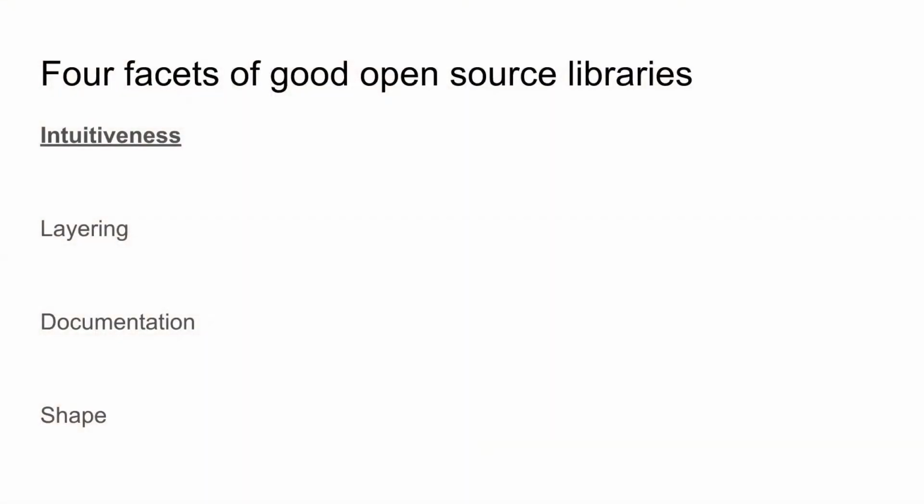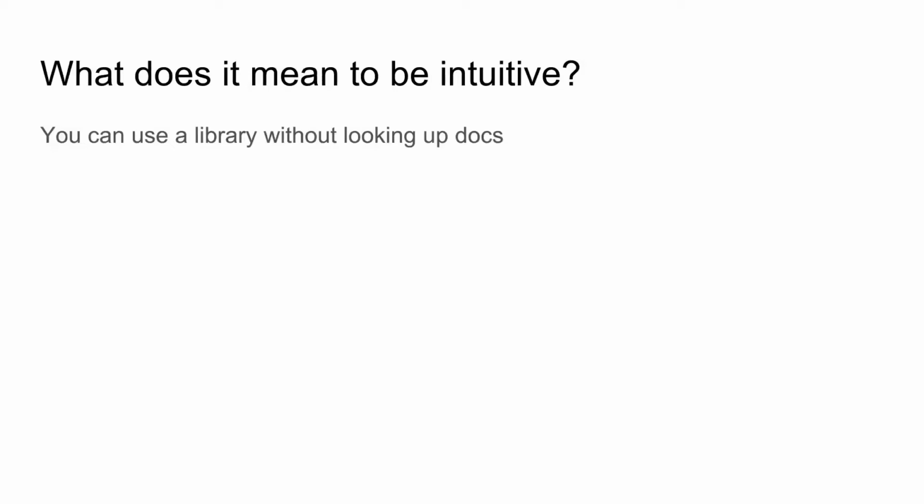So the first point is intuitiveness. I think that being intuitive means you can use a library without looking up docs. Any library can be used after you look up docs, no matter how you implement it. But it's a matter of how much you have to look up the docs. And if you have to look up lots and lots of docs before making a simple application or using a single feature, that tends to be very frustrating, especially for newbies.